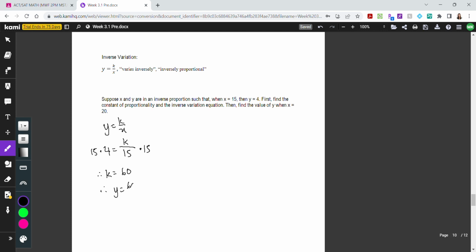That means our constant of proportionality is going to be 60, and our inverse variation equation is going to be y equals 60 over x. Now we're going to use this to find the value of y when x is 20, so we're just going to plug all of that in. And so y would equal 3 when x is 20. All right.